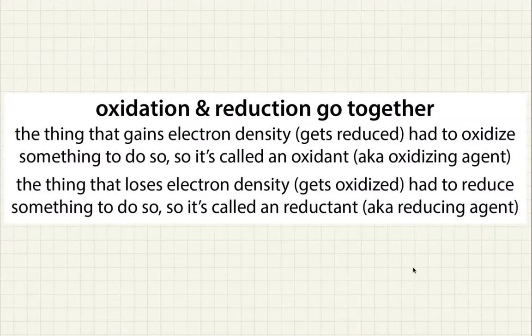So the thing that gains electron density, the thing that gets reduced, had to oxidize something in order to do so. So we refer to it as an oxidant or an oxidizing agent because it's oxidizing something else. That something else is losing electrons. So this is gaining electrons. And so the thing that gets reduced is the oxidizing agent.